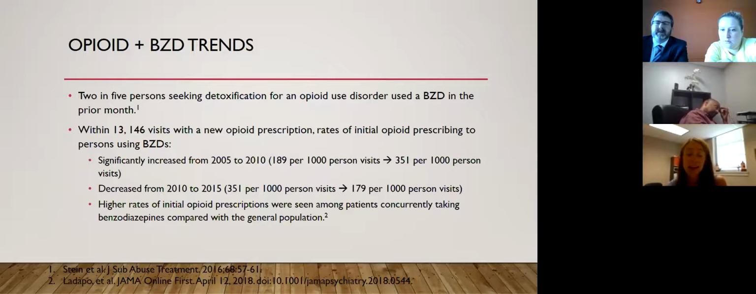So you can see, actually, from 2010 to 2015, the rate of comorbid or concomitant prescription of a new opioid with a benzodiazepine actually dropped below the baseline levels that were measured in 2005. So I think that's a good sign that we're paying more attention to the potential harms of this combination. However, higher rates of initial opioid prescriptions were seen among patients concurrently taking benzodiazepines compared with the general population. So we're not without risk, and we're not completely avoiding the problem potentially, but we are making steps in the right direction probably.